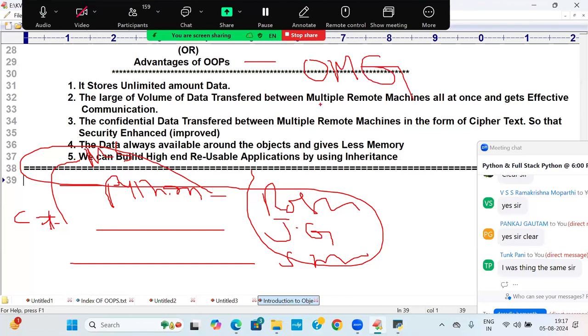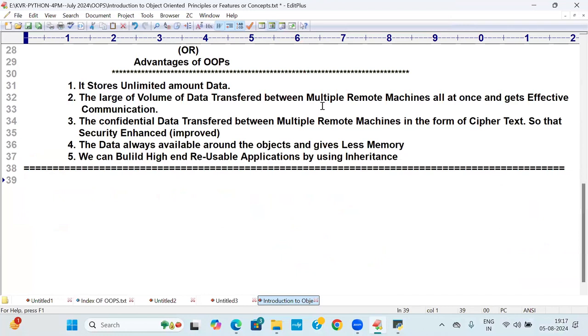OMG. What is OMG? OMG is called your favorite answer, Object Management Group. Object Management Group. Spell out. Yes. Those people developed this OOPS.